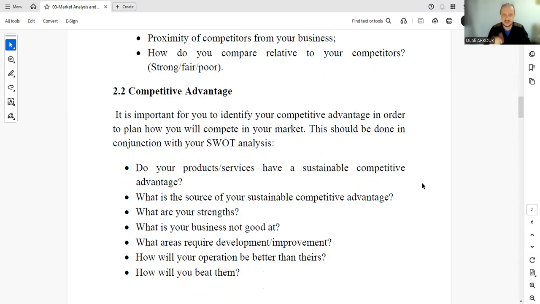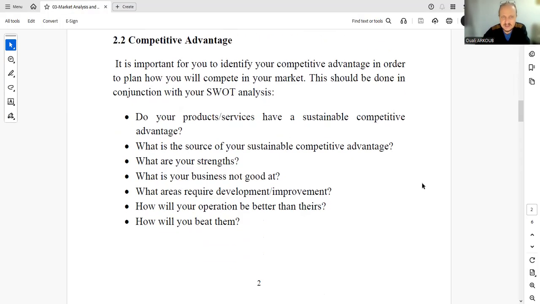This is the SWOT analysis: strengths, weaknesses, opportunities, and threats. Do your products or services have a sustainable competitive advantage? Yes or no? If yes, you must explain it. If no, what are the causes that don't allow you to have this sustainable competitive advantage? What is the source of your sustainable competitive advantage?